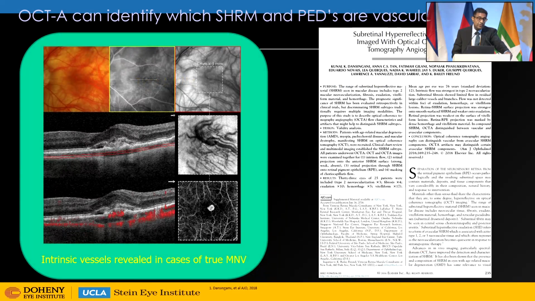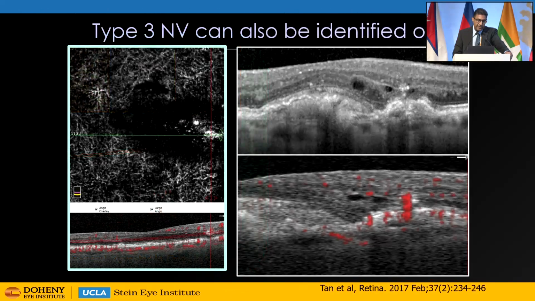And so, I talked about the importance of identifying SREM. But SREM can be from many sources. It doesn't always have to be neovascularization. It could be the exudation, the hemorrhage associated with the neovascularization. And this is where OCT angiography can improve the specificity of structural OCT by identifying the actual intrinsic vasculature.